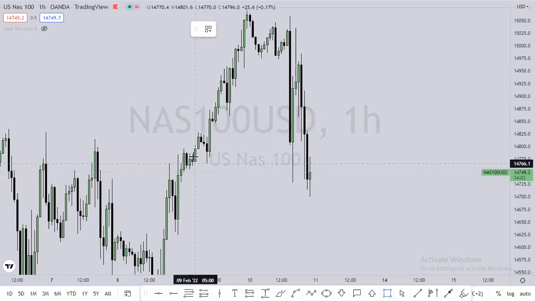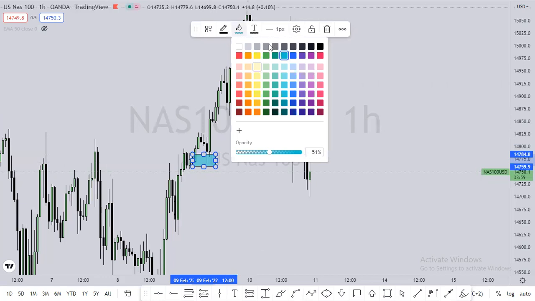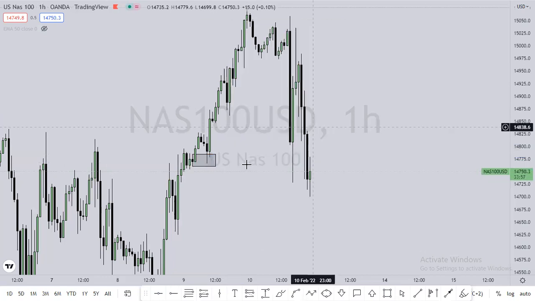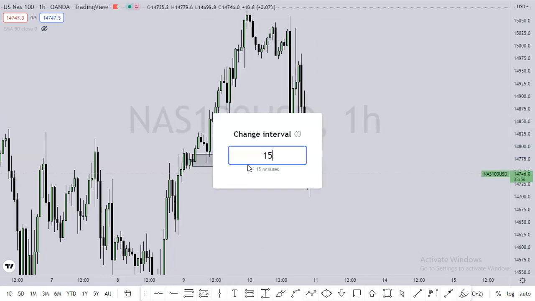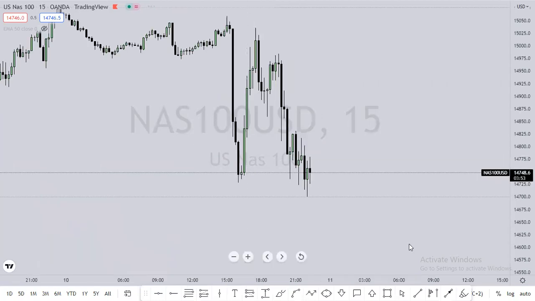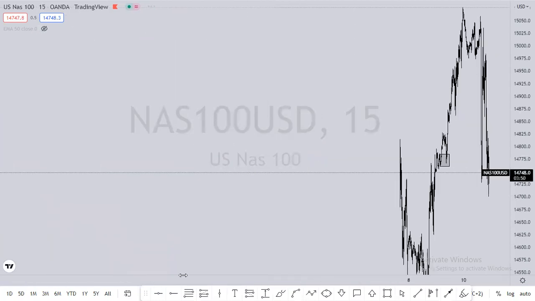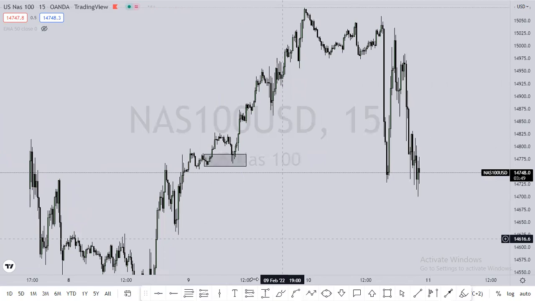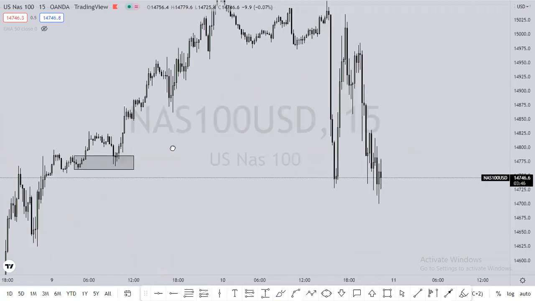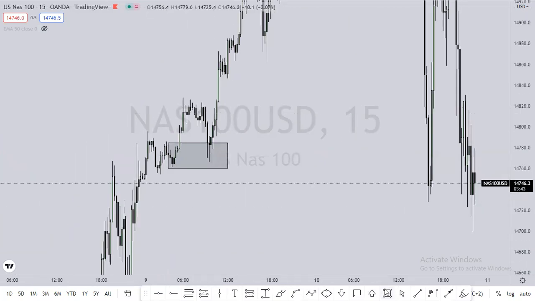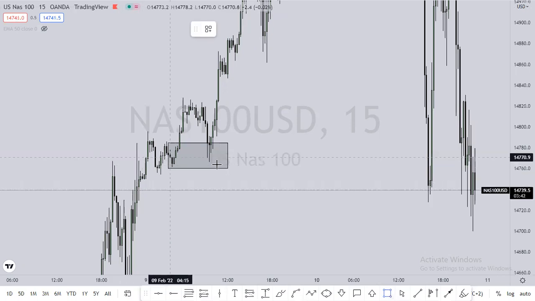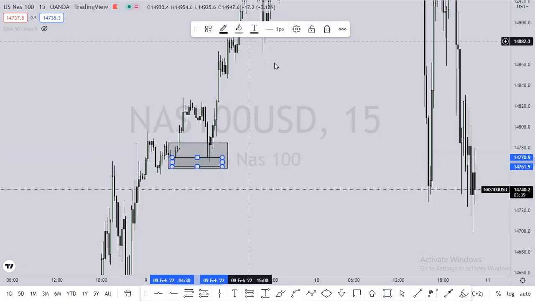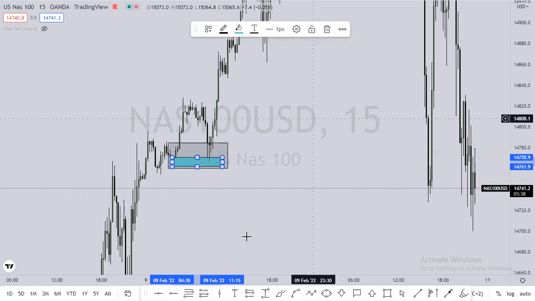Okay, so that would be in our range. We mark the hourly OB. We go down to the 15-minute. We look for that hourly OB. There's the hourly OB, and then we look for a 15-minute OB within the hourly OB. And beautiful setup right over here, as you can see.